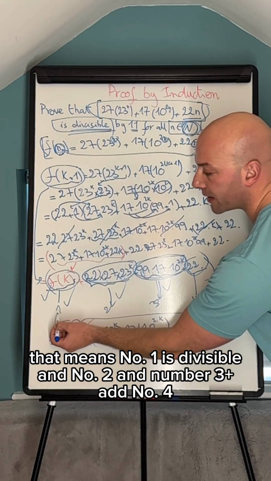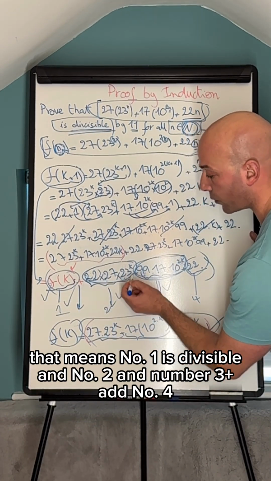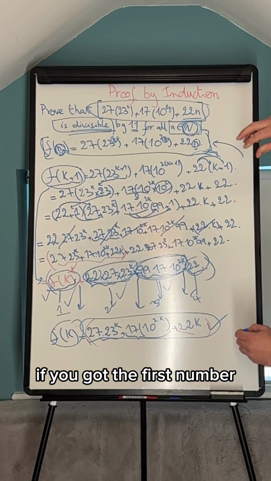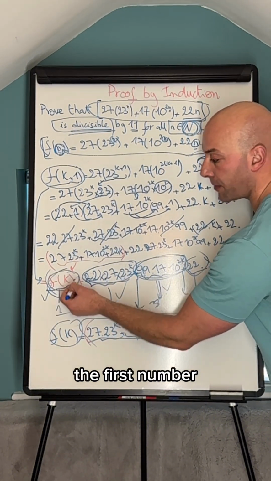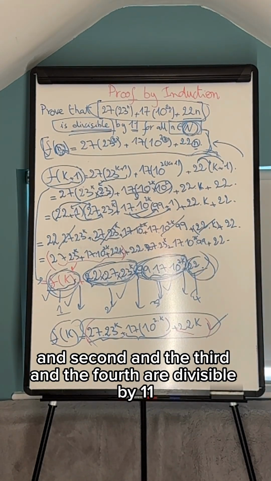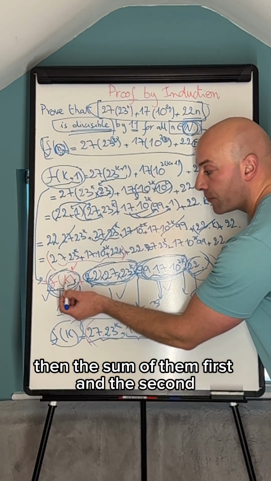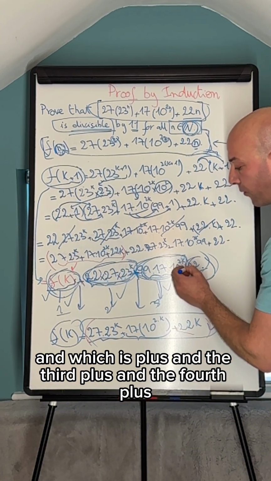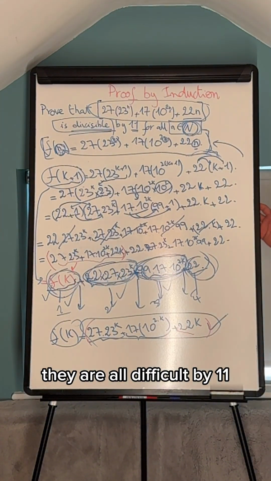That means number 1 is divisible, and number 2, and number 3, and number 4. If the first, second, third, and fourth numbers are divisible by 11, then the sum of them, the first plus the second plus the third plus the fourth, is also divisible by 11.